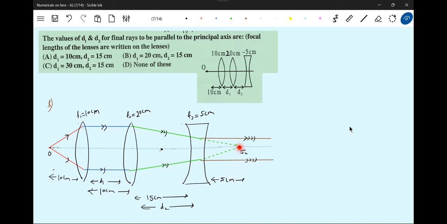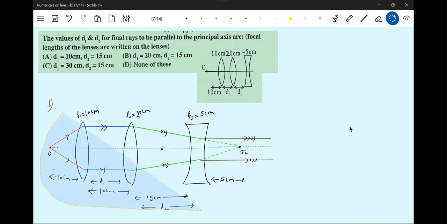This will become like a virtual object. If virtual object at the focal length of diverging lens, after refraction, the rays will become parallel. You can see this one now. So therefore, D2 should be 15 centimeter. D2 should be 15 centimeter. D1 10. Now you make it D1 10, 20, 30, it doesn't matter. You vary this distance, it doesn't matter.